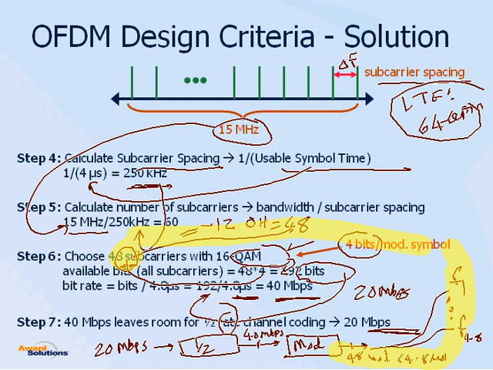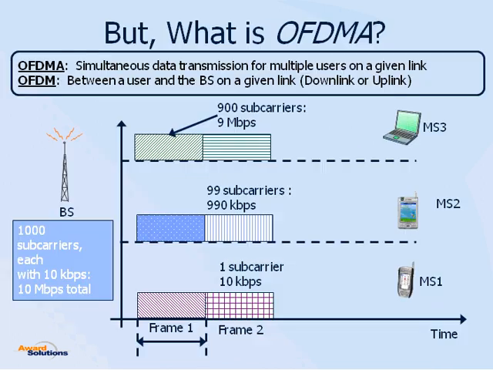Okay, so this is how we can get 20 megabits per second. And again, it was for a wireless LAN type system. LTE we will discuss in the next session, the parameters that are specific to LTE. Okay, so we have talked about orthogonal frequency division multiplexing, OFDM. Then what is this OFDMA? Right. So we have multiple access, orthogonal frequency division multiple access.